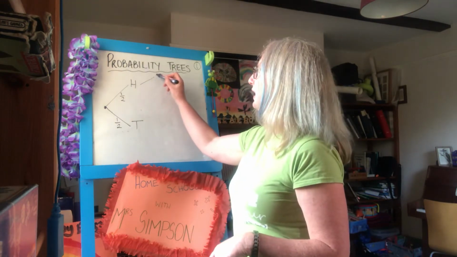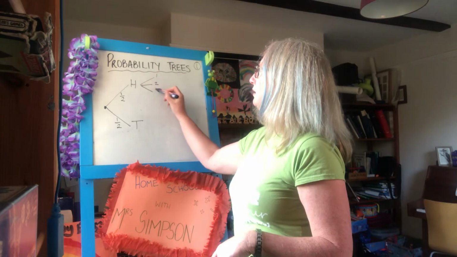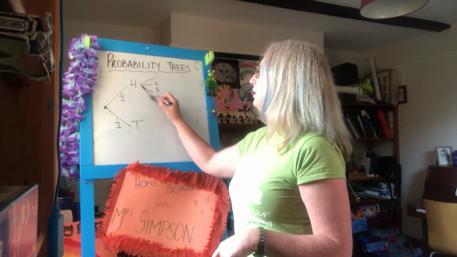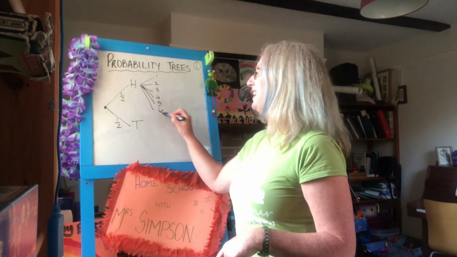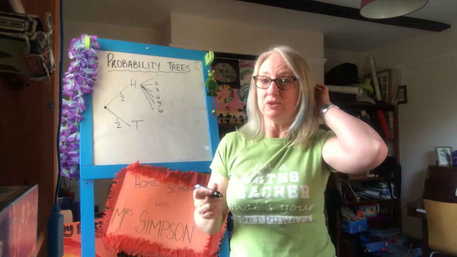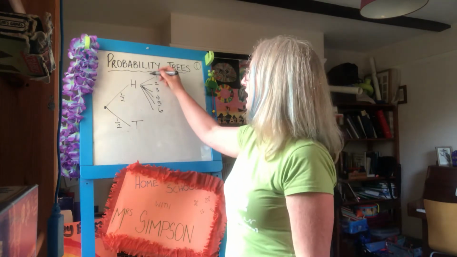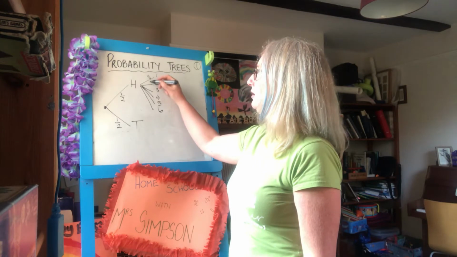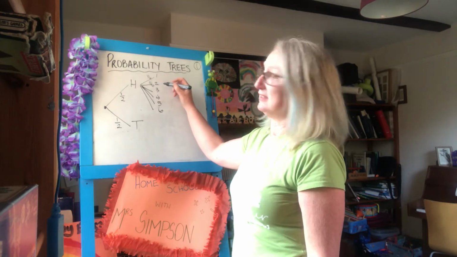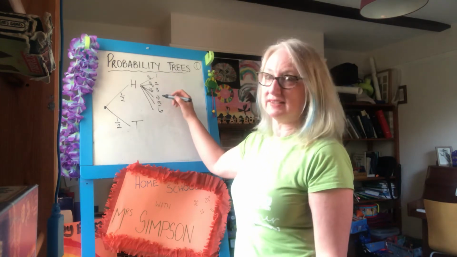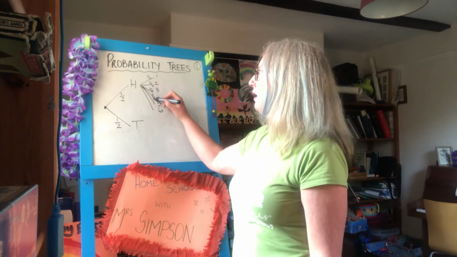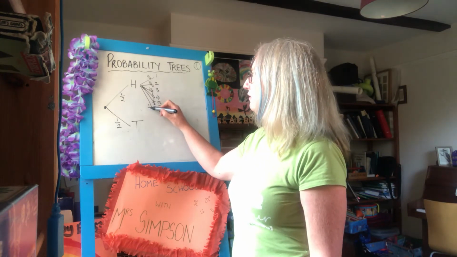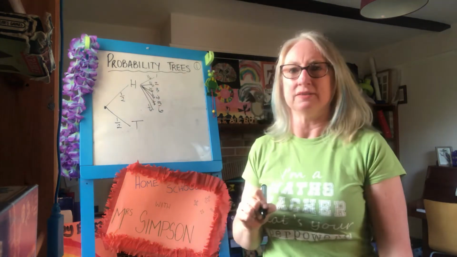If we get heads on the coin and our next job is to roll that dice, on the dice we could get a 1, a 2, a 3, a 4, a 5, or a 6. They're all the possible outcomes on the dice. The chance of getting a 1 is 1 out of 6. Chance of getting a 2, also 1 out of 6. Same for a 3, 1 out of 6. 4 and 5 and 6, they're all 1 out of 6 chance.